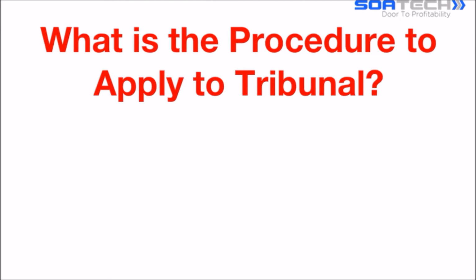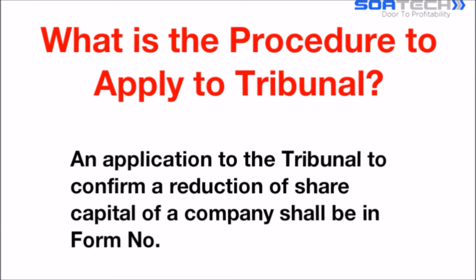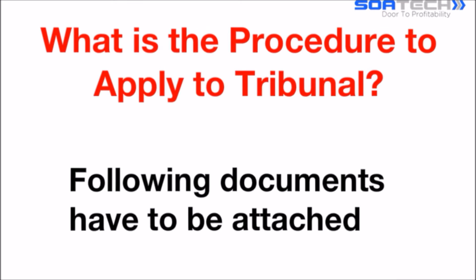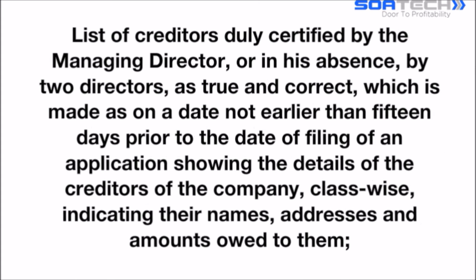What is the procedure to apply to Tribunal? An application to the Tribunal to confirm a reduction of share capital of a company shall be in form number RSC1 with prescribed fees. Following documents have to be attached: list of creditors duly certified by the managing director, or in his absence, by 2 directors, as true and correct, which is made as on a date not earlier than 15 days prior to the date of filing of an application showing the details of the creditors of the company, class-wise, indicating their names, addresses and amounts owed to them.